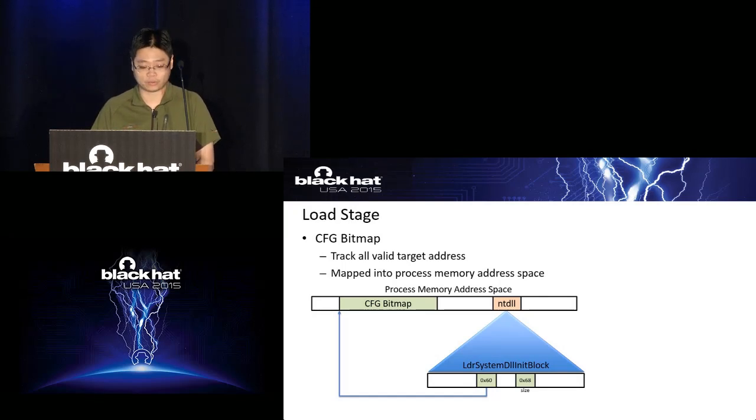When a CFG enabled module is loaded, the operating system will map a bitmap into the process's memory address space. It's called the CFG bitmap. It is used to track all valid target addresses. And the address of the bitmap itself is stored in NTDLL, in the LdrSystemDllInitBlock at offset 0x60, and its size is stored at offset 0x68.